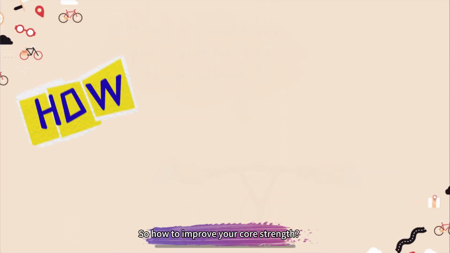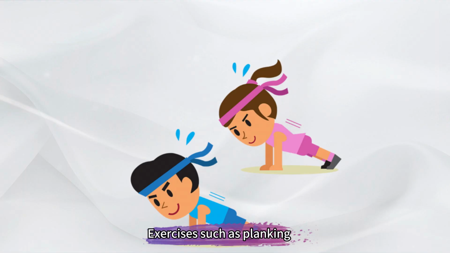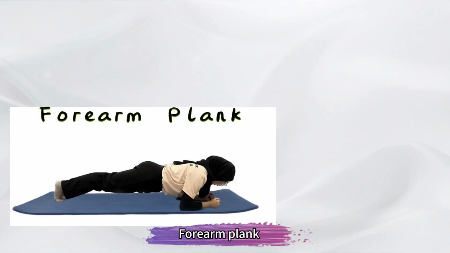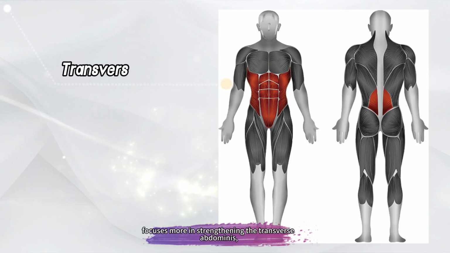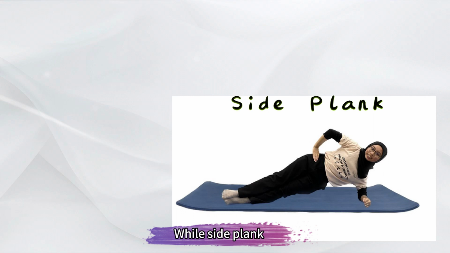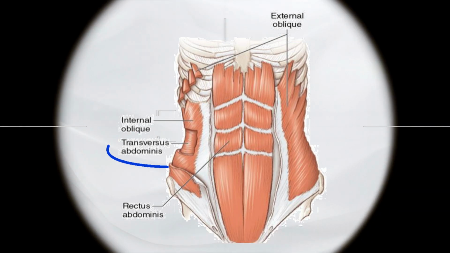So, how do you improve your core strength? Exercises such as planking focus more on your core muscles. Forearm plank focuses more on strengthening the transverse abdominis, your upper back, and also your lower back. While side plank focuses more on building up your internal obliques, external obliques, and also your transverse abdominis muscles.